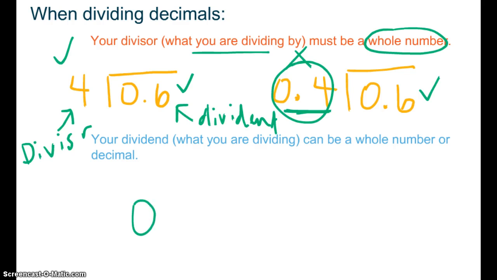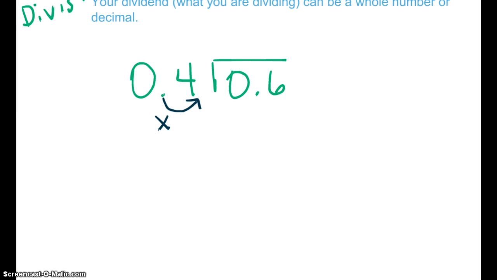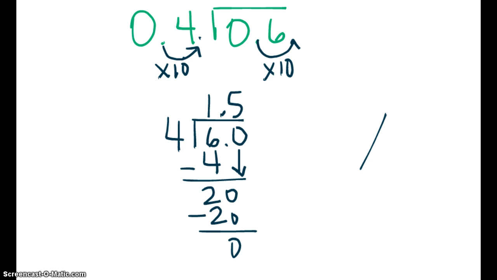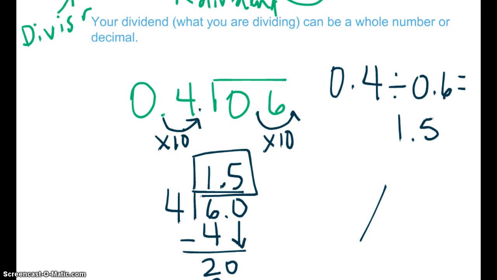So if I had 4/10, and I am dividing that into 6/10, what I have to do is multiply by 10 to get my decimal point moved over. And I have to multiply the inside by 10 also, because whatever I do to the outside goes to the inside. So now I have 4 divided into 6, and now I'm going to show my decimal point here and put it in my answer. I'm going to show my 0 and bring it down. 4 into 20 goes 5 times, and 5 times 4 is 20. Oops, and I end up with 0. So my final answer is 1.5, 1 5/10. So 4/10 divided by 6/10 is 1 5/10.